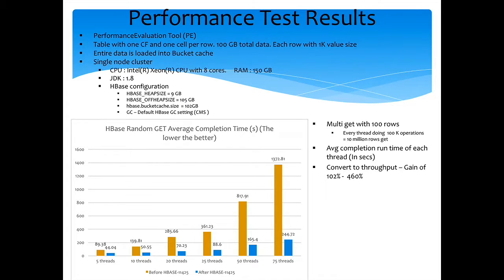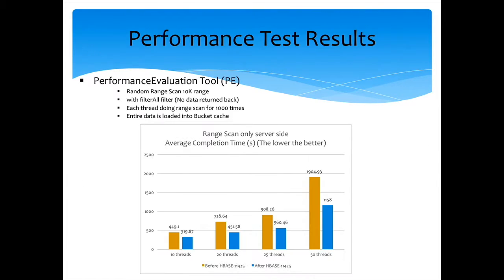This is the average completion time, so the lower the better. This is with respect to scans. In scan you can see that we have been using the filter all option. This is mainly because we want to avoid the impact on the results due to the network bottleneck when the results are sent out to the client. So we just use the filter all option to see how the server alone performs after all these changes. Again, you can see good performance with respect to this off-heap read path.